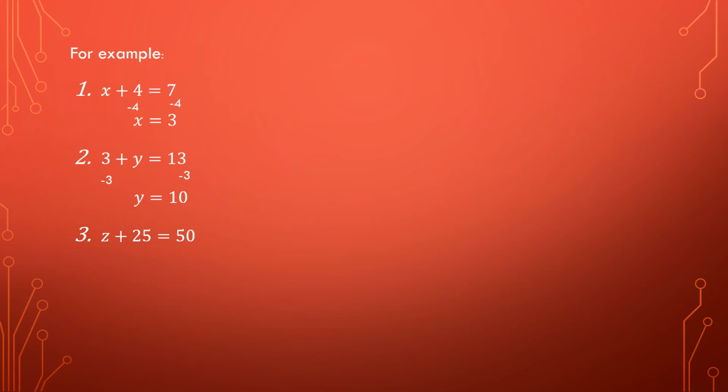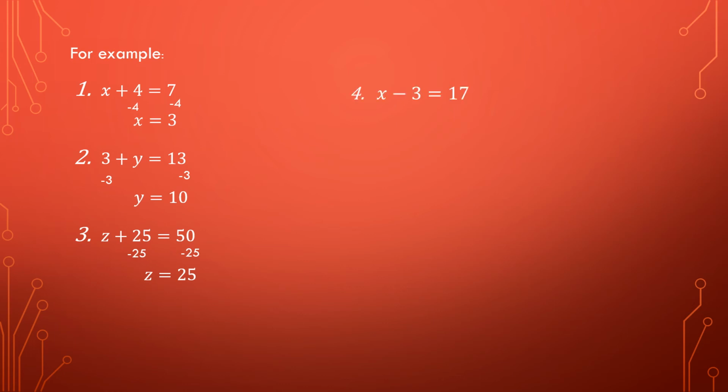Thirdly, I've got z plus 25 equals 50. So again, we're thinking about the inverse. So what is the opposite of plus 25? It's subtract 25. And again, because I just want the letter bit on its own there on the left hand side, I'm getting rid of this extra number bit. But when I do that, I've unbalanced my equation, so I need to get rid of the same amount from the other side. 50 minus 25 means z is equal to 25.